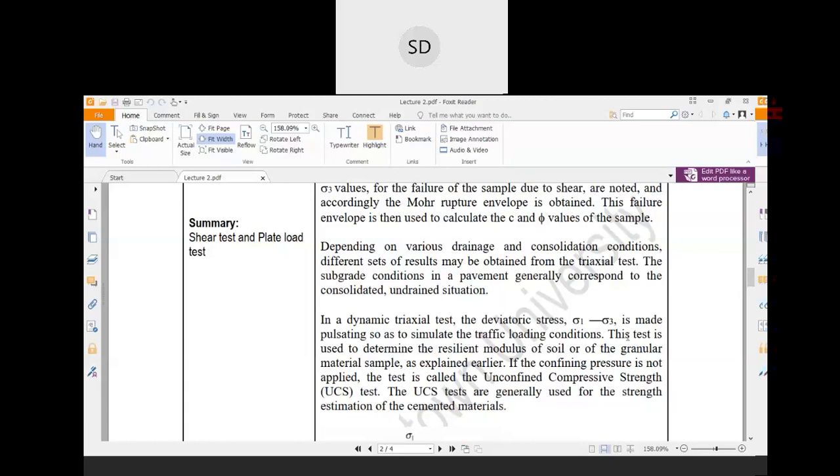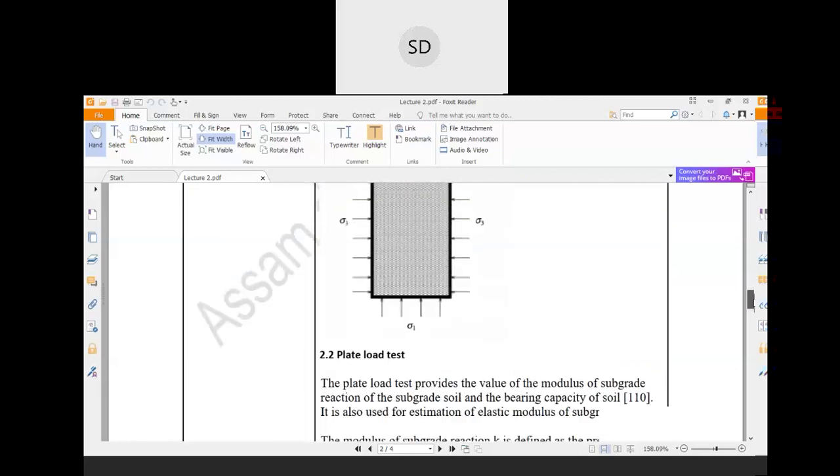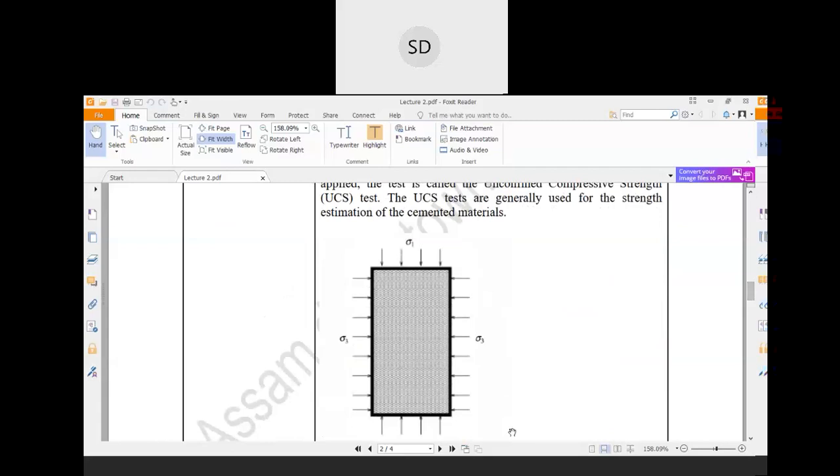Now, in the triaxial test, if there is no confining pressure, then it is called unconfined compressive strength. And UCS, that is unconfined strength, is generally used to estimate the strength of cementitious or cemented materials. Okay, so let us go for the triaxial test.